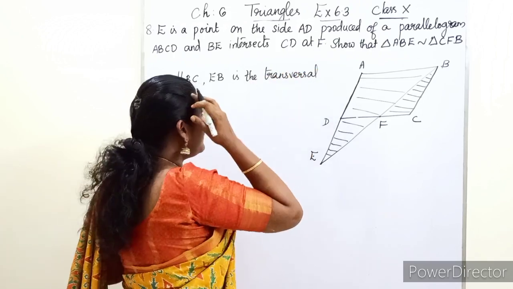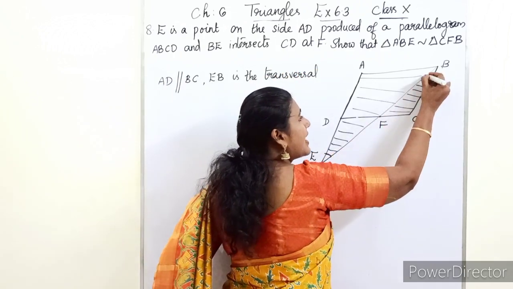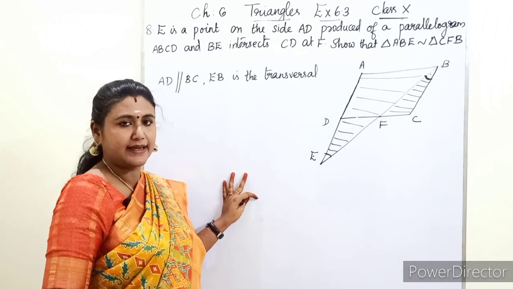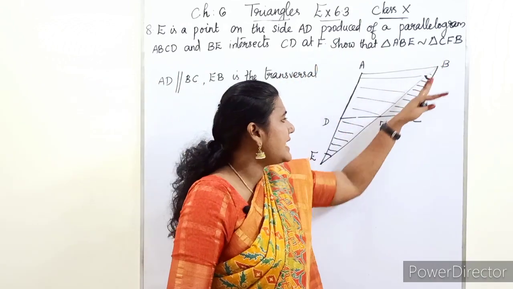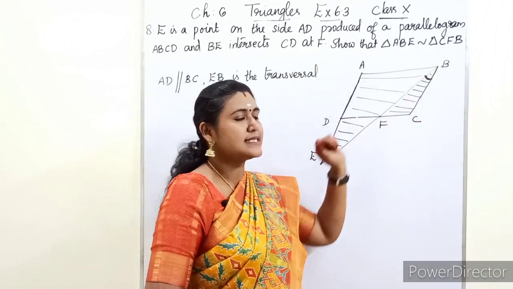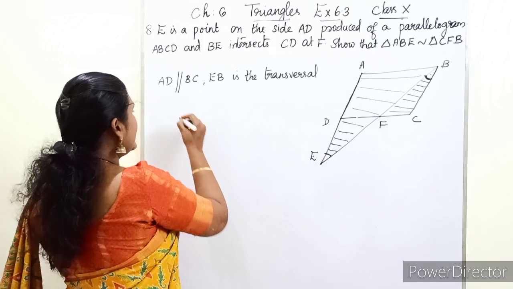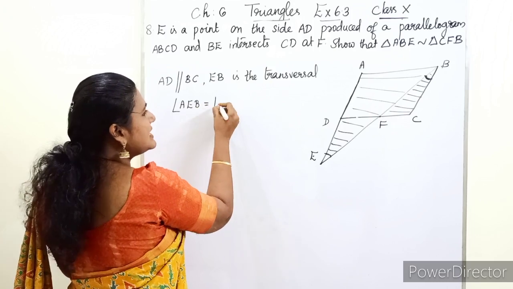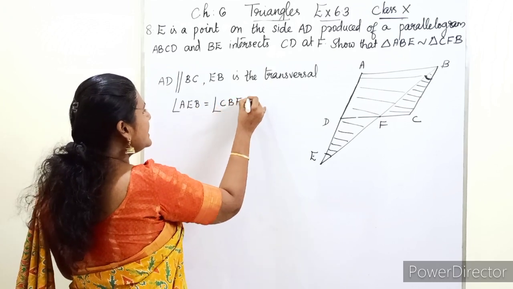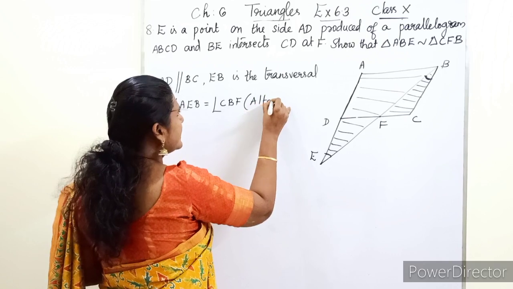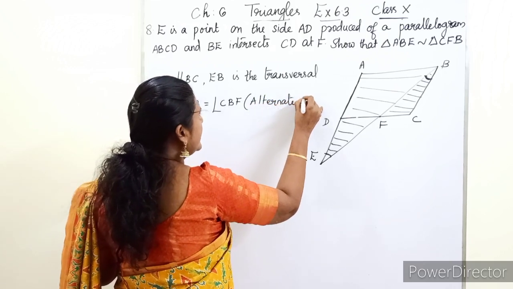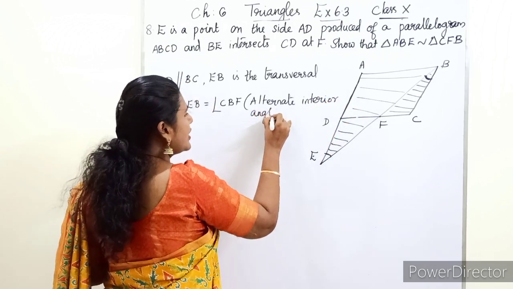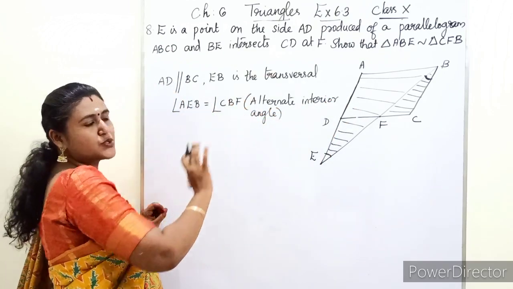So what we will get? These two angles are equal because these two angles are alternate interior angles. So AE and BC are parallel and this EB is the transversal. So we can write angle AEB is equal to angle CBF. Reason: alternate interior angle. So we got one angle equal in these two triangles.